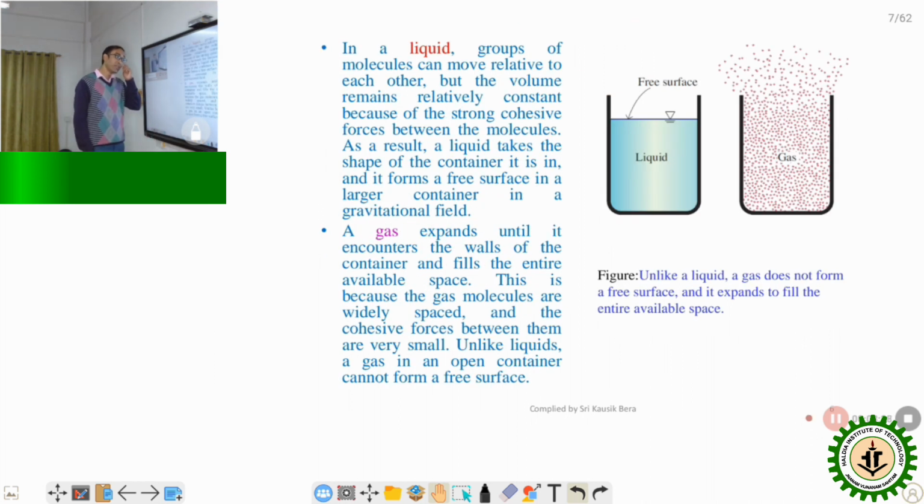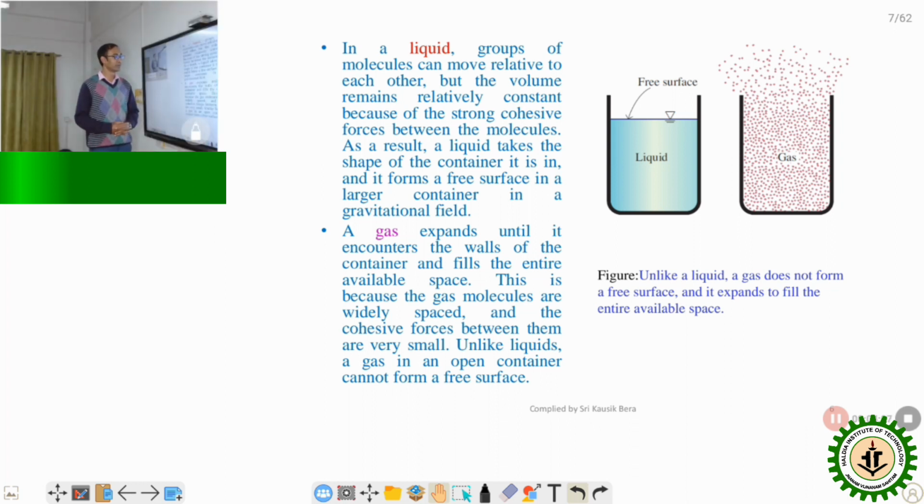So in liquids and gases, there are lots of differences. In a liquid, groups of molecules can move relative to each other, but the volume remains relatively constant because of the strong cohesion forces between the molecules. As a result, the liquid takes the shape of the container it is in, and it forms a free surface in a large container in a gravitational field. A gas expands until it encounters the walls of the container and fills the entire available space.